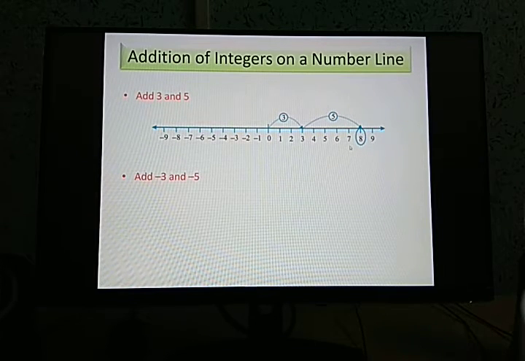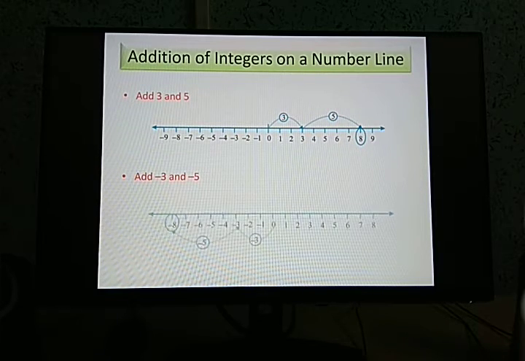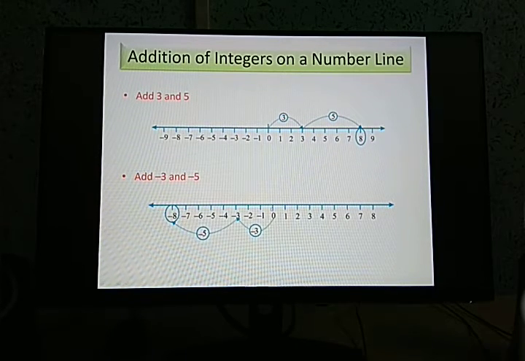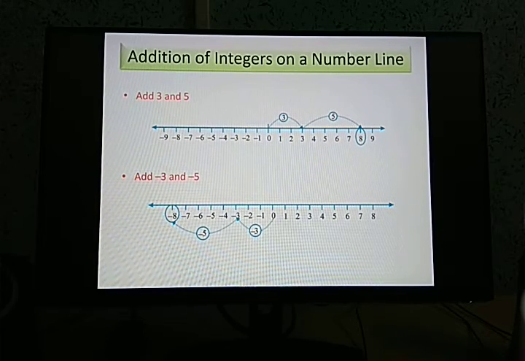Now say for example minus 3 and minus 5. Now what to do here? Since it is minus, obviously it will start from 0, but it will move towards the left. Whenever there is a minus sign, you have to always go towards the left, in case of addition. Now, it will go towards the left, where?